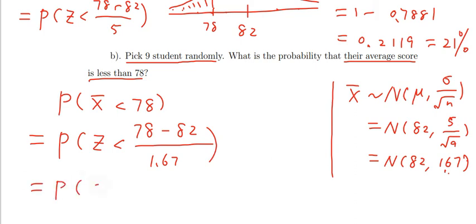So after a little bit of calculation, what is this number? We can use a calculator or whatever. This equals negative 4 divided by 1.67, which equals negative 2.40.